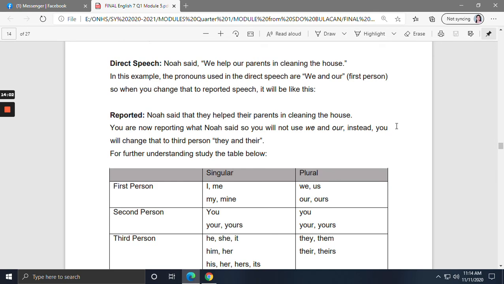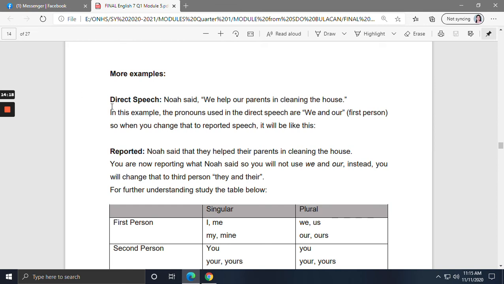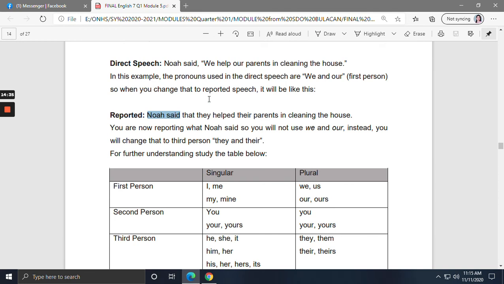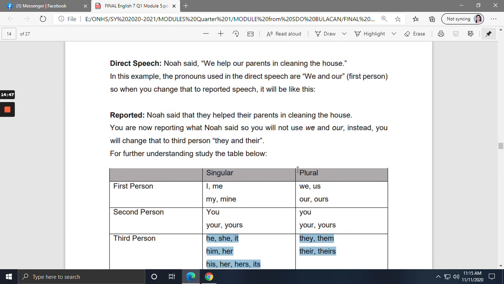And we have here examples of pronoun. And what are you going to do with the pronoun if you change direct to reported speech? Ayan, we have here another example. Noah said, we help our parents in cleaning the house. No, just copy Noah said. Noah said, change comma into that. And then, instead of using we will be using they. So, this particular pronoun, instead of using this pronoun, we will be using this pronoun in changing direct to indirect speech.